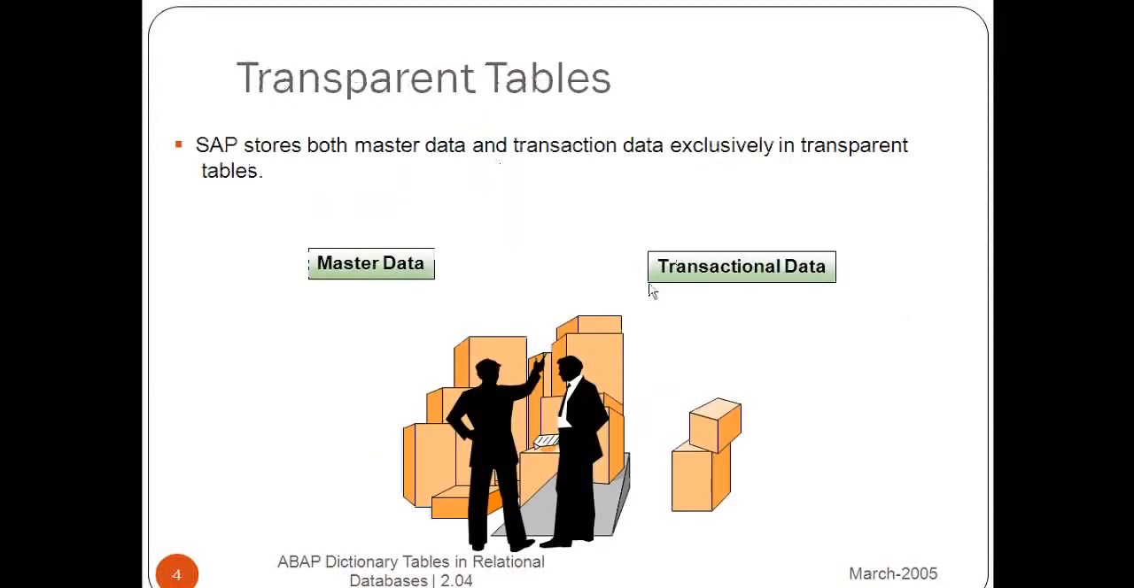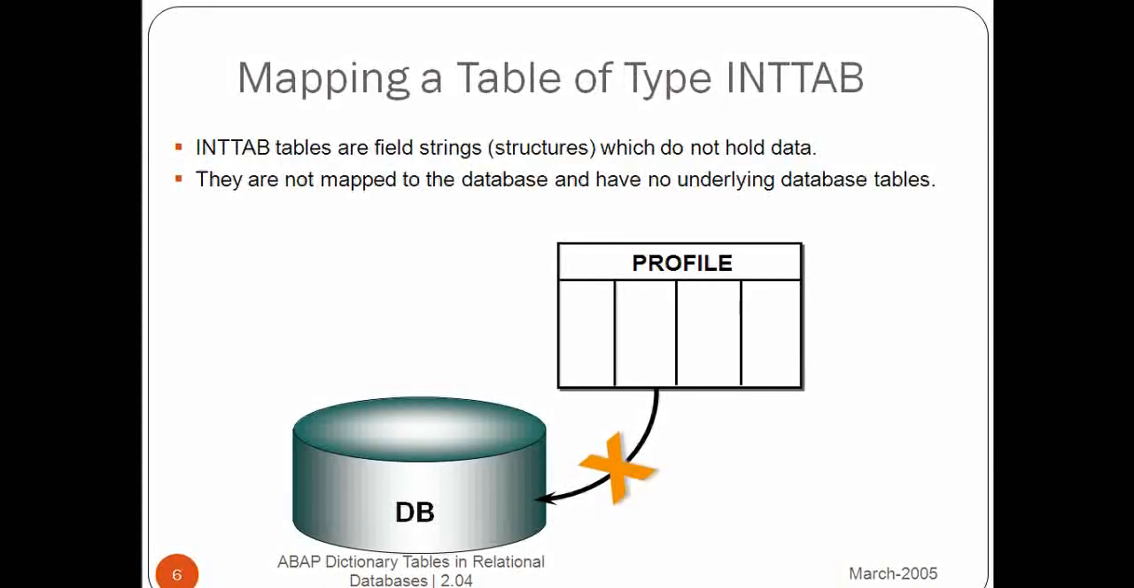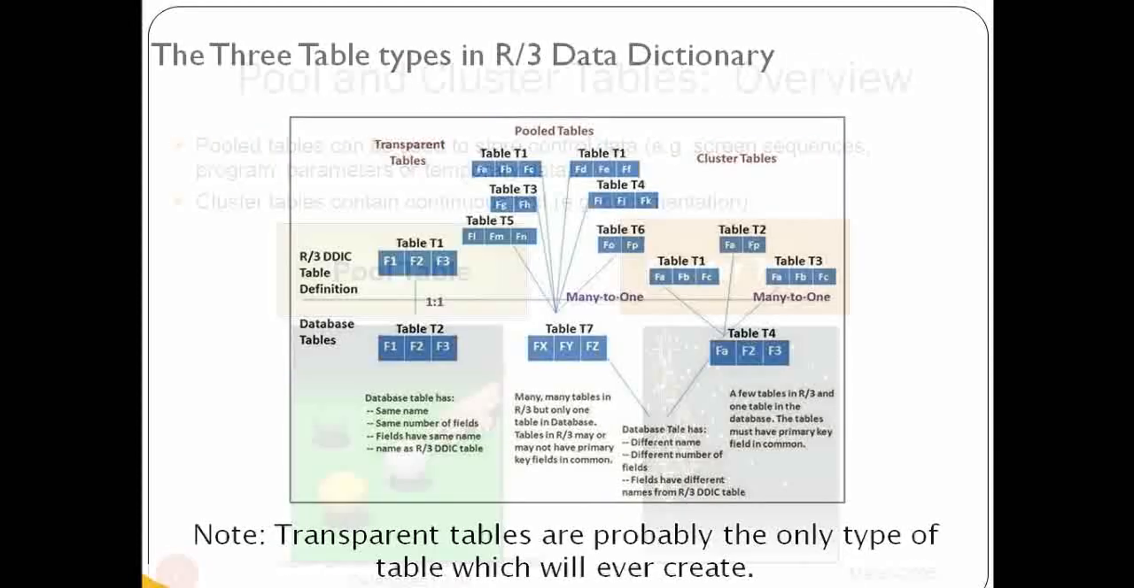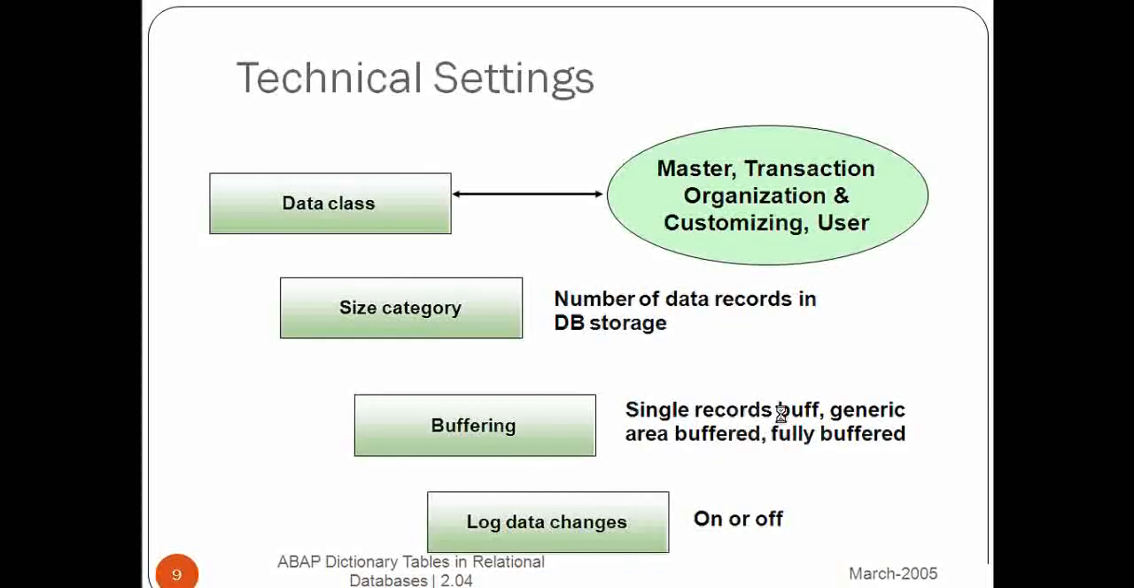What else? Transparent table: a normal table, transparent in the database, with mapping of the transparent table type. Structures have fields which do not hold data and are not mapped to the database. Underlying the database are pool tables and cluster tables, theory only. You can see here, this is a pool table. These 6 tables can be stored in a particular table. Some theory is there, you can go through the slides. The tables must have a primary key field in common in cluster tables.